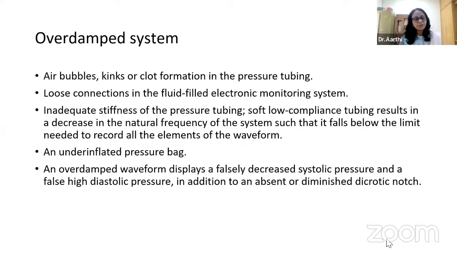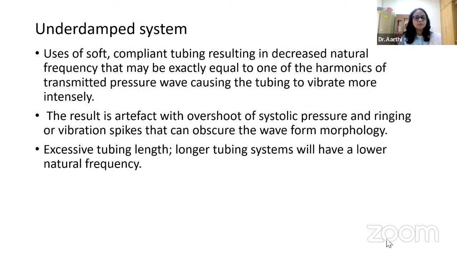What happens with overdamping is that the blood pressures are read falsely low. Systolic blood pressure is falsely low, and the diastolic blood pressure is falsely high. The mean arterial pressure is usually not changed. With analysis of the arterial waveform, the dicrotic notch is diminished or absent in the overdamped arterial system. Coming to the underdamped system, the cause could be compliant tubing, where the natural frequency is exactly equal to the signals transmitted by the arterial system, and usually results in overshoot of the systolic pressures, causing vibration and spikes.